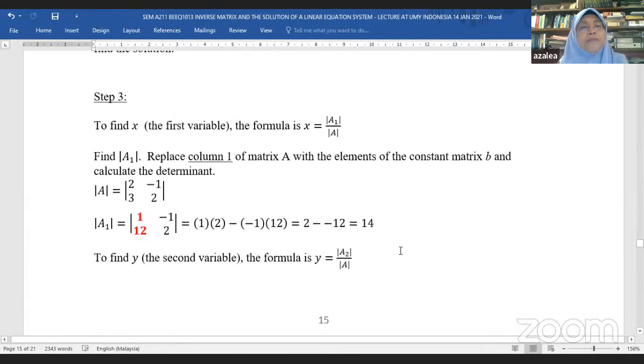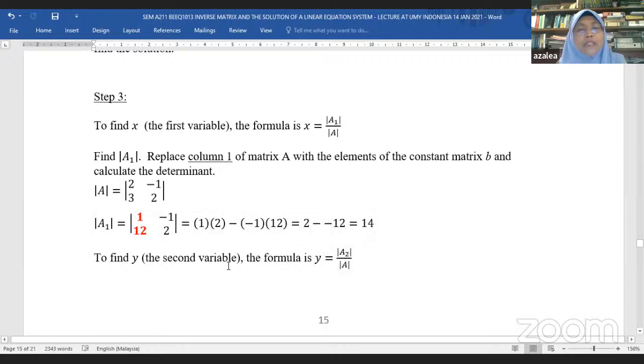So in step 3, to use Cramer's rule to find the first variable, you have the determinant of A1 divided by the determinant of A. To find the determinant of A1, replace column 1 of matrix A with the elements of the constant matrix P and recalculate the determinant. Once you have replaced column 1 with the constants, like this, 1 and 12 in red ink, you can recalculate the determinant. So we get 1 times 2 minus 1 times 12. Then you get 14 to be the determinant.